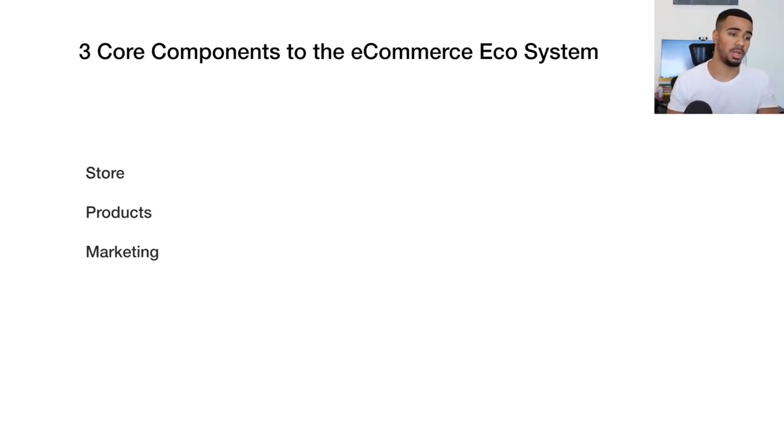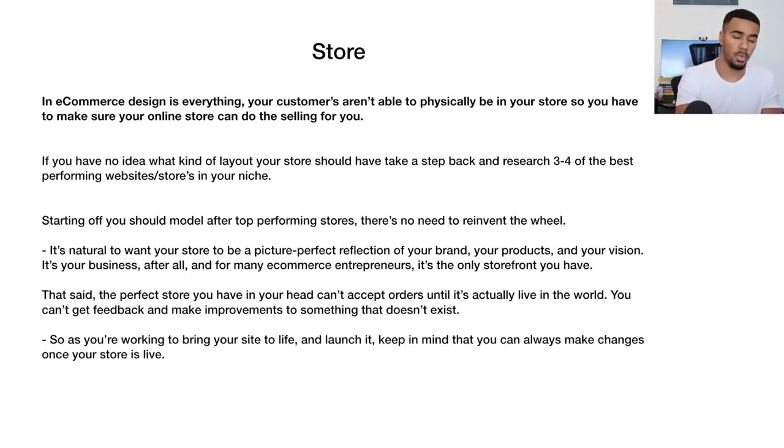The three core components of an e-commerce ecosystem are broken down between your store, products, and marketing. Those are the three things that you have to have down when first getting started if you want to actually get real results. We're going to go over these three in particular and go through some key points in between them.